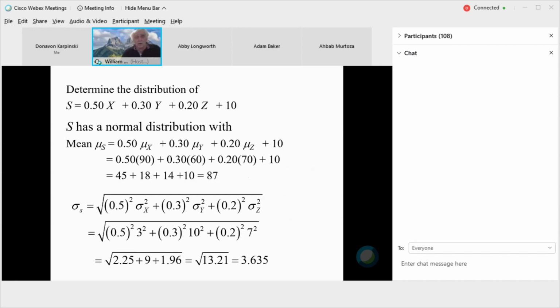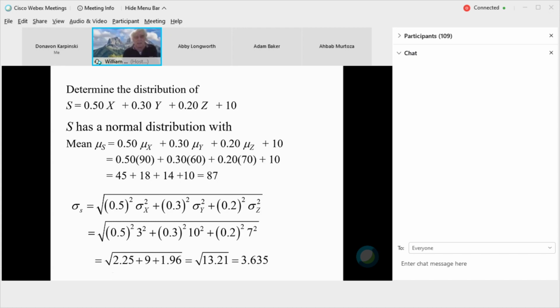Now we want to know what the distribution of s is. This will have a normal distribution. The mean will be calculated from the means of x, y, and z in the same way that s is calculated from x, y, and z. The mean works out to be 87. That's high because we're giving the math score a higher weight. The 90 will have a bigger influence, and plus we're adding 10 to the score.